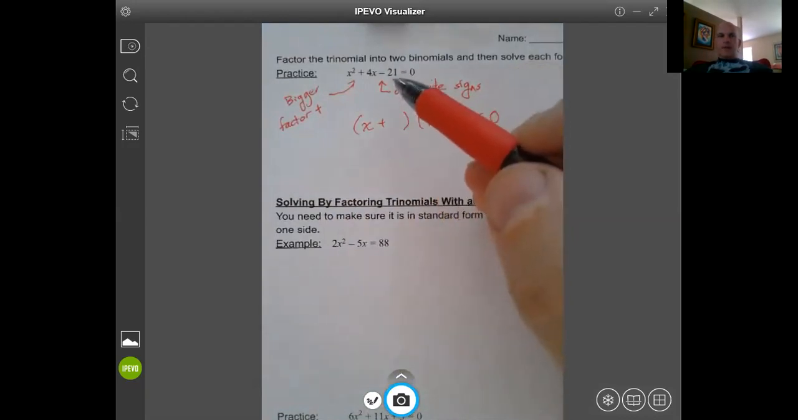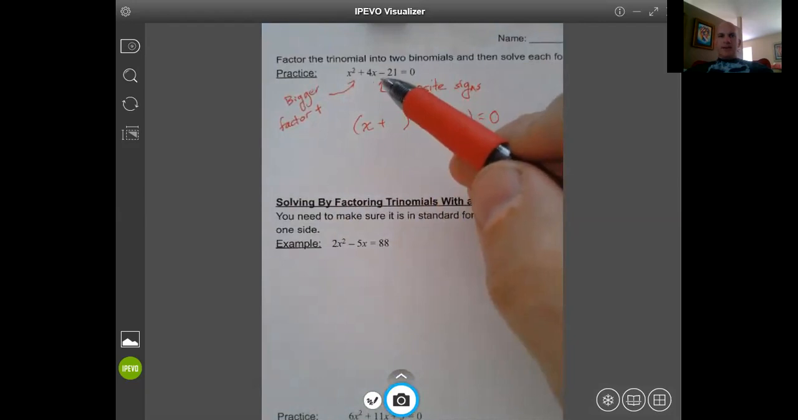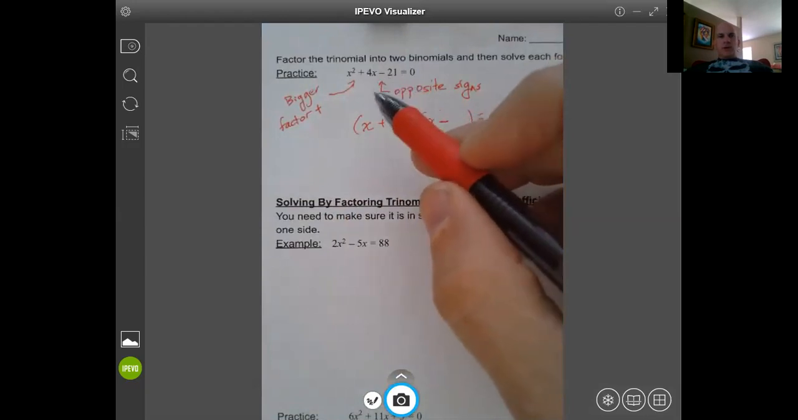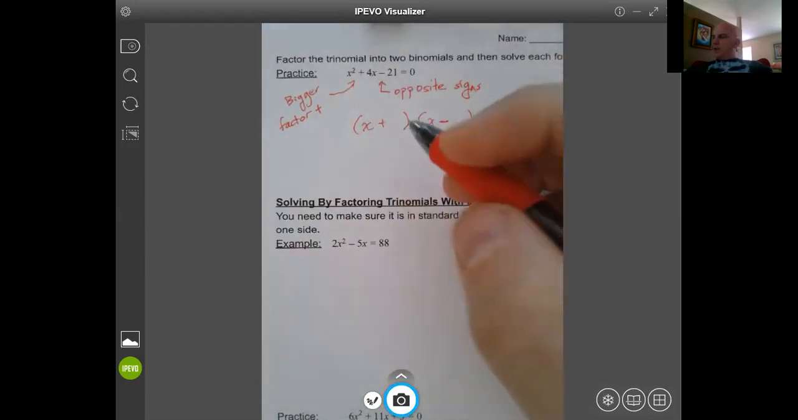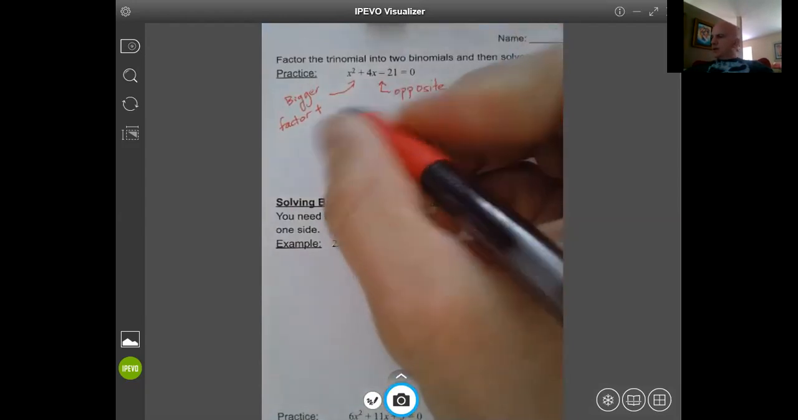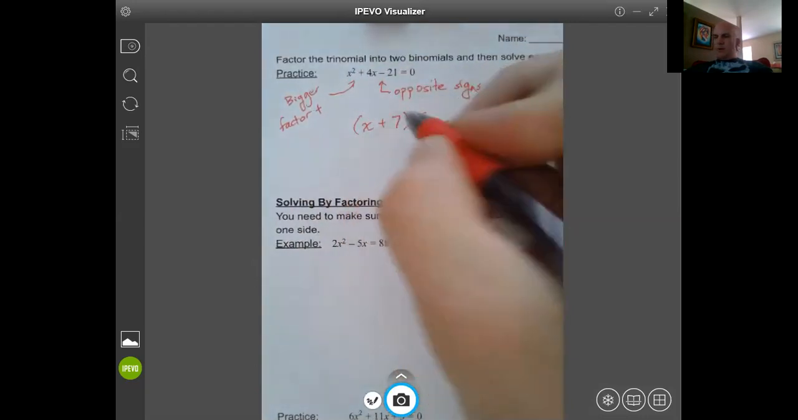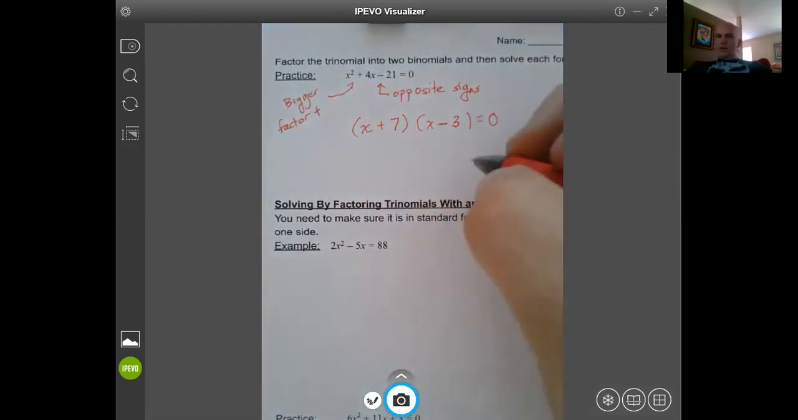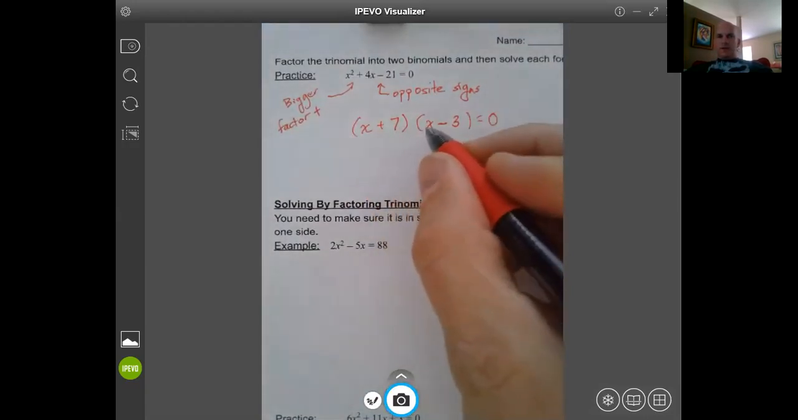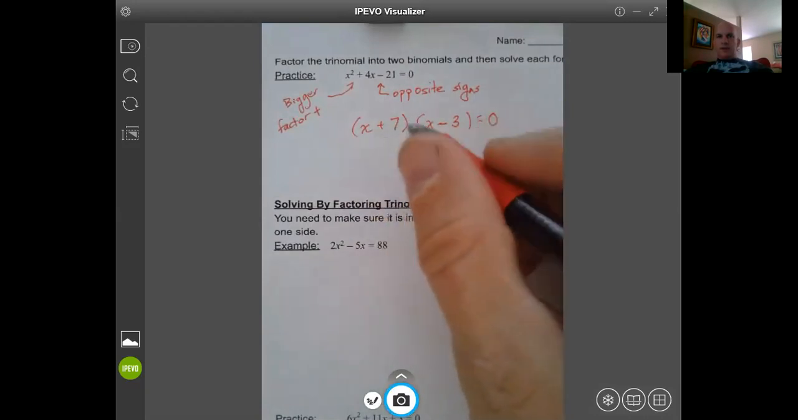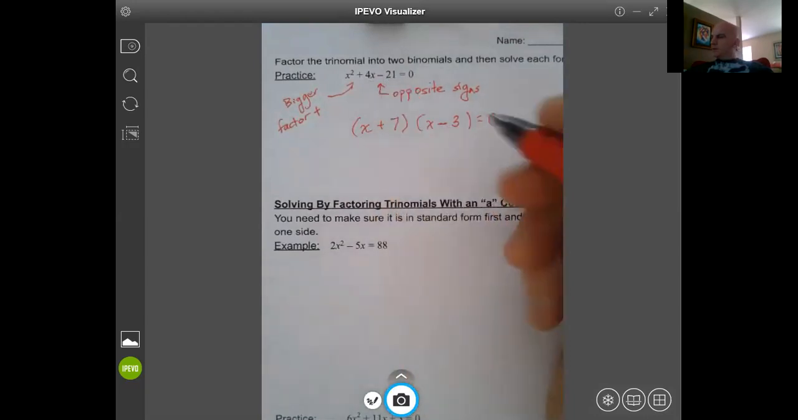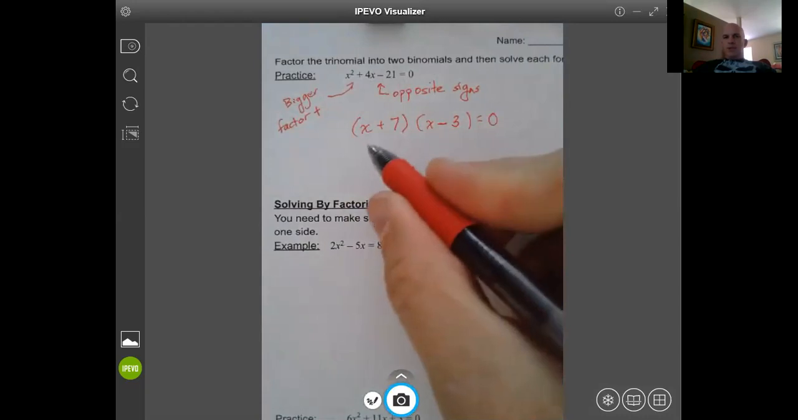From here, I'm looking for the factors of 21 that will subtract to give me 4. My choices are the factor pair of 7 and 3, which works. The other option would have been 21 and 1, which wouldn't. The bigger factor gets the plus, so the 7 will go here and the 3 will go here. If we check it with FOIL, that's x squared, that's negative 3x, that's 7x. So the outside and inside combination do give me the 4x that I need, and the last term is negative 21. So the FOIL works when we check it mentally.